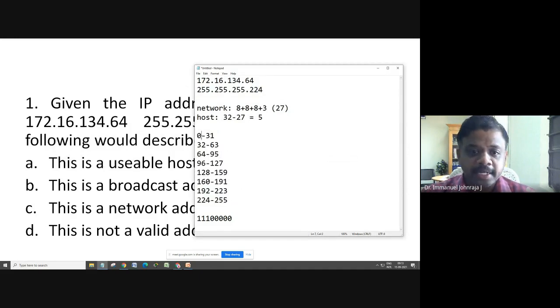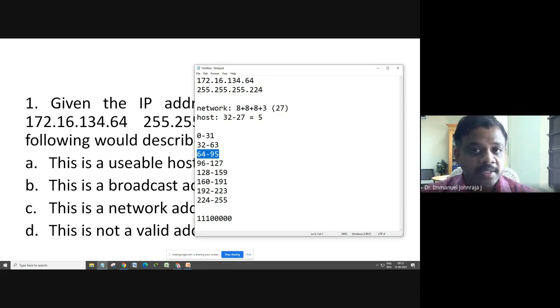So 0 being the network address, 31 being the broadcast address, 32 is the network address of the next subnet, and 63 is the broadcast address of that subnet. The third subnet will have network address 64, broadcast address 95. The next one will have 96 as the network address and 127 as the broadcast address. And the story continues till 255. Right now, where do we have 64? It is coming here. 64 to 95 is one of the subnet ranges.